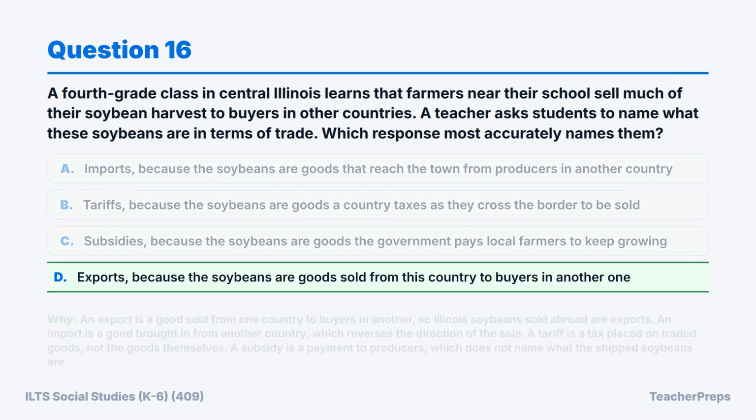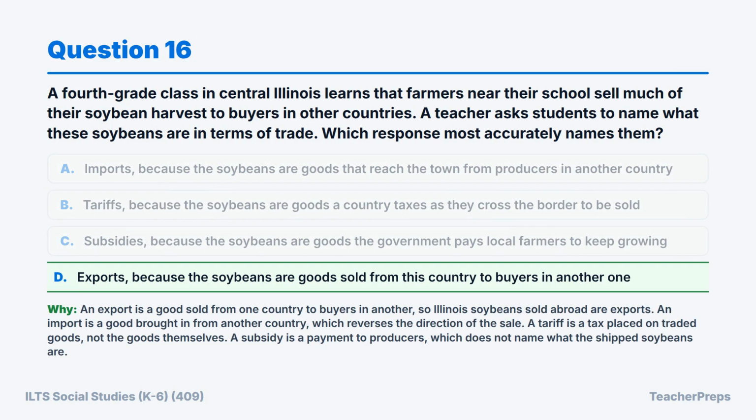The correct answer is D. Exports, because the soybeans are goods sold from this country to buyers in another one. An export is a good sold from one country to buyers in another, so Illinois soybeans sold abroad are exports. An import is a good brought in from another country, which reverses the direction of the sale.